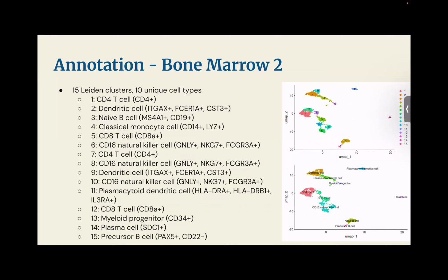For bone marrow 2, I had 15 Leiden clusters and 10 unique cell types, those being plasmacytoid dendritic cells, dendritic cells, classic monocytes, myeloid progenitors, plasma cells, precursor B cells, naive B cells, CD16 natural killer cells, CD8 T cells, and CD4 T cells. Again, these are just some of the clusters and their mappings.